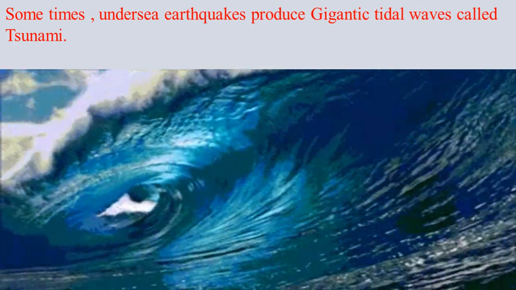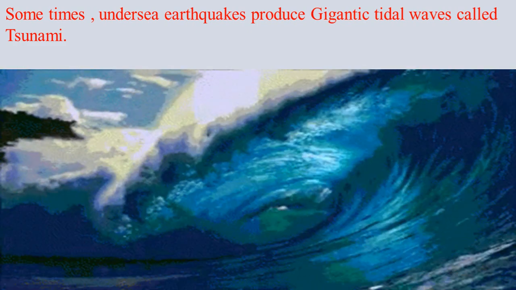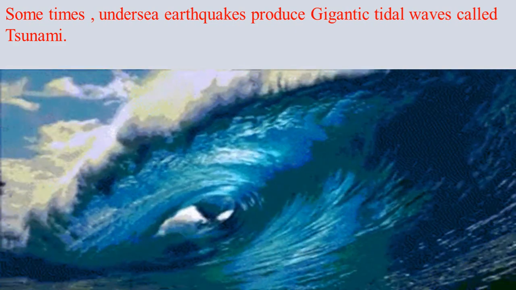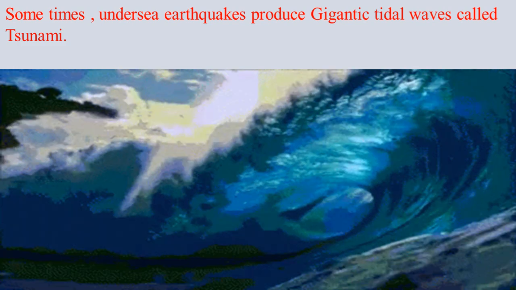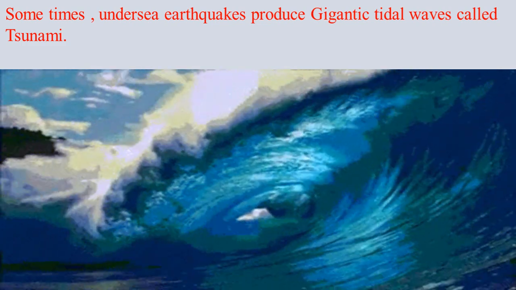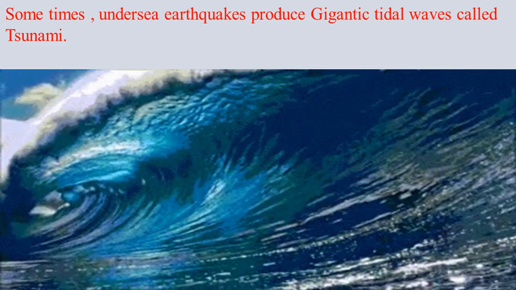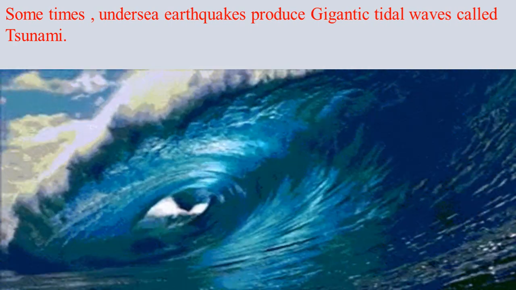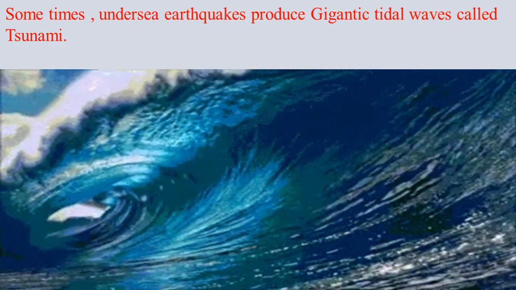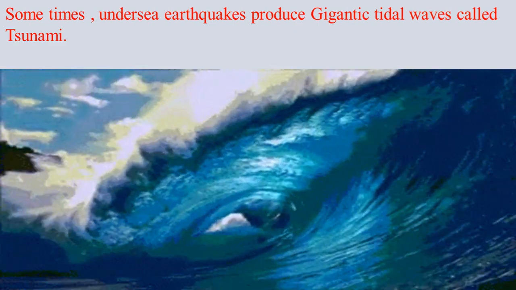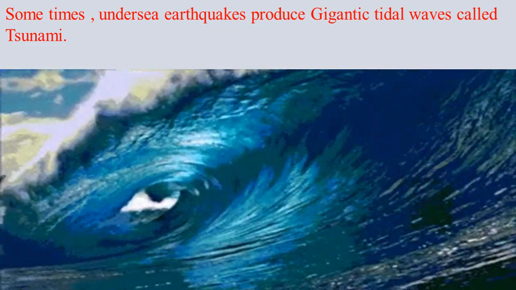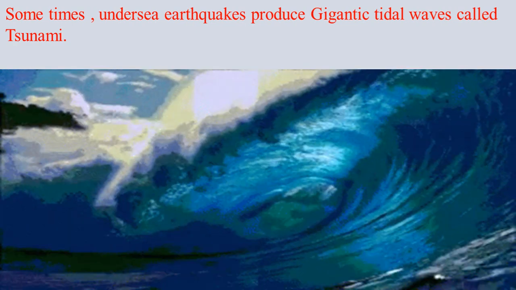Children, do you know tsunami? What is a tsunami? Yes, sometimes undersea earthquakes produce gigantic tidal waves. It's called a tsunami, and it causes great destruction when it hits land. Yes, in 2001, Bhuj in Gujarat experienced a devastating earthquake. Thousands of people died and many homes were destroyed. In the years that followed, however, the city was rebuilt with infrastructure that is better equipped to handle earthquakes.